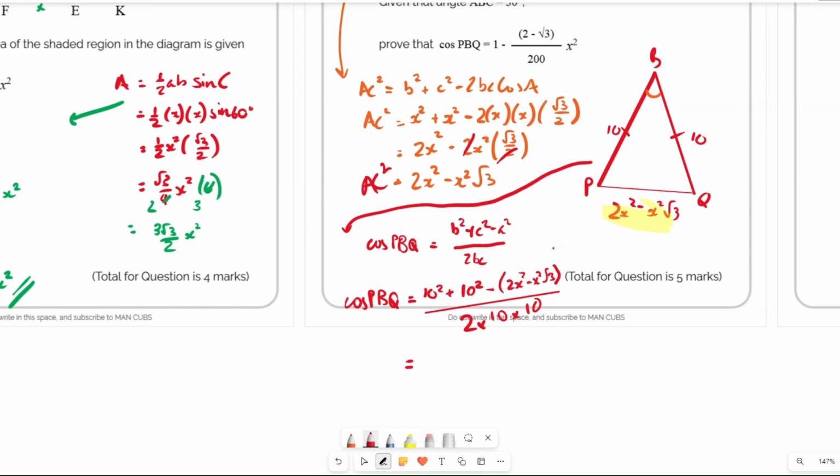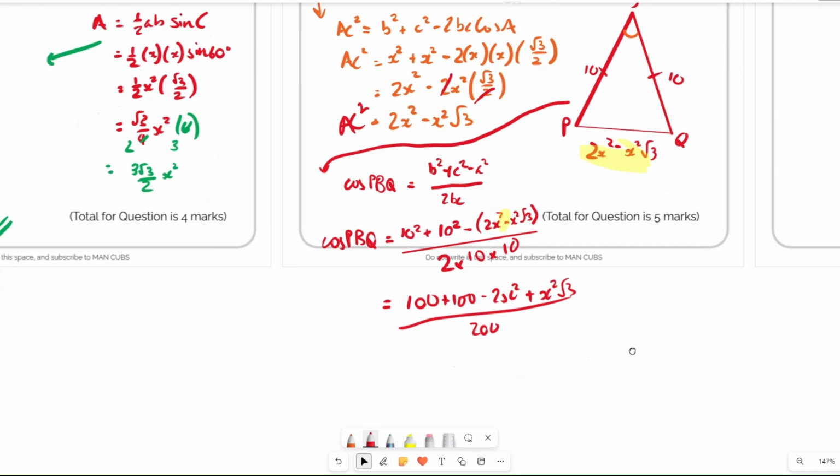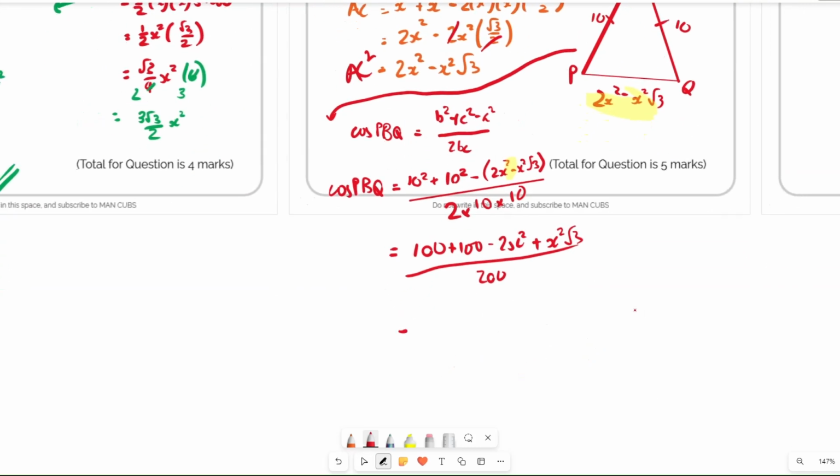Let's start simplifying this down a little bit. So 10 squared is 100, plus 100, minus 2x squared plus. This is going to be a plus, right? Because we're subtracting a negative. So plus x squared root 3 all over 2 times 10 times 10. That's just going to be 200. 100 plus 100 is 200. And this is just all going to remain the same. 2x squared plus x squared root 3 all over 200. And it doesn't look like we can simplify it anymore.